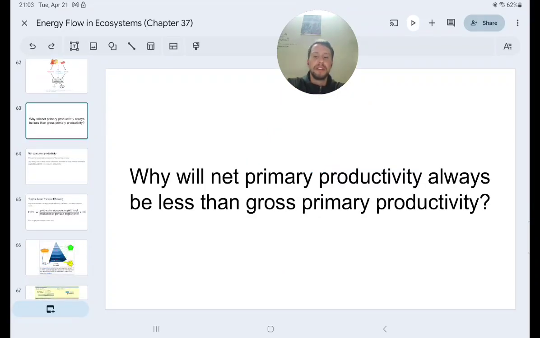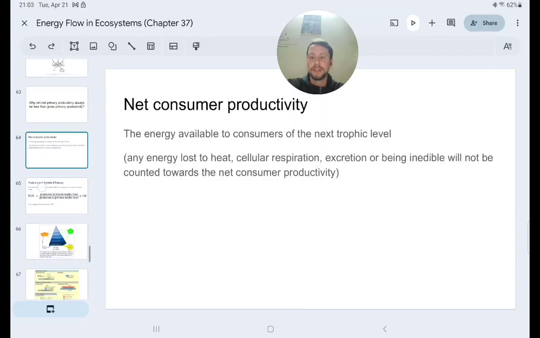Why will net primary productivity always be less than gross primary productivity? Because energy is always lost as, well, you should be able to answer this. Pause it, answer this to yourself. Energy is always lost as heat, and the organism is using a lot of energy in cellular respiration. What's left over is stored as body mass.